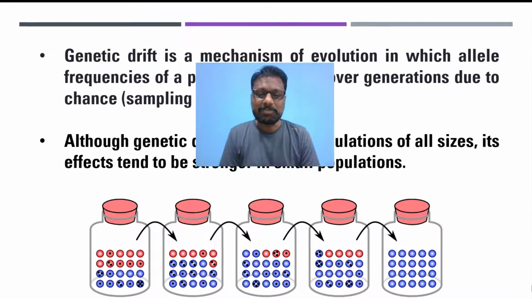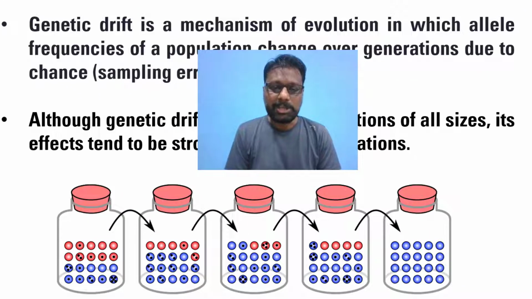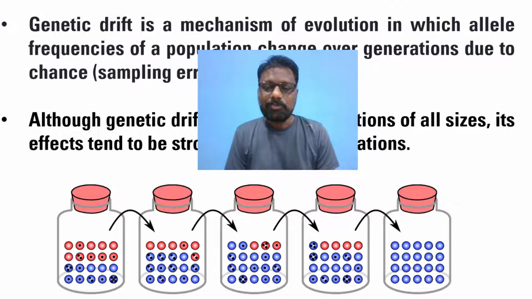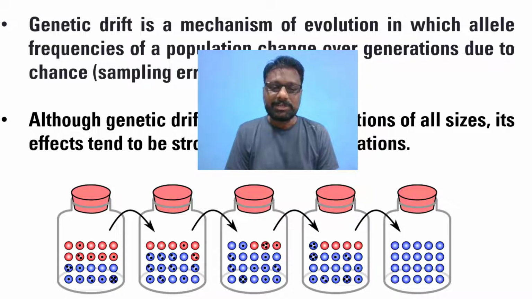So here is a diagrammatic representation of an original population which consists of nearly 20 total alleles, 10 of red which is dominant and 10 of blue which is recessive. Gradually, one generation after another, there is a random change by chance in the allelic frequency, from 50-50 red and blue to a complete blue allele population. This happens by chance in a small population. This phenomenon we generally consider as genetic drift.